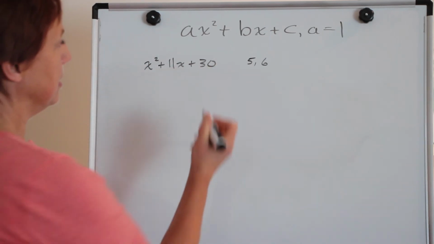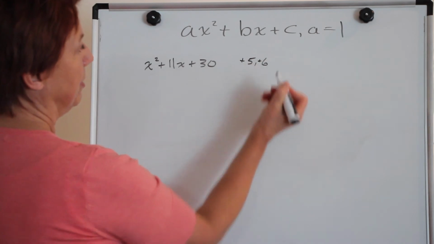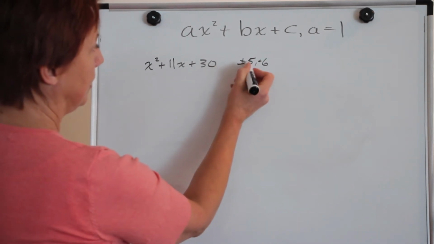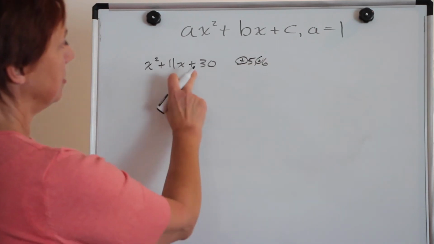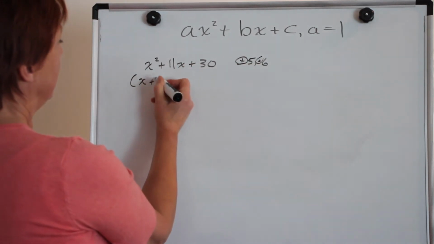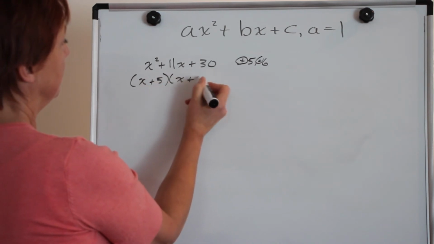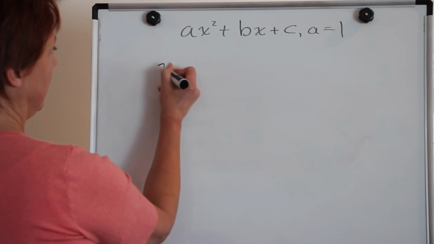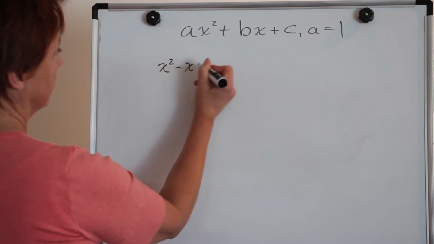So for 5 and 6, we need a plus on both numbers in order to give us positive 11. And then when we multiply those two signs, do we get this sign? Yeah, we do. Of course we do. And so we just write out our factors and we're done. Okay? And we have x squared minus x minus 30.